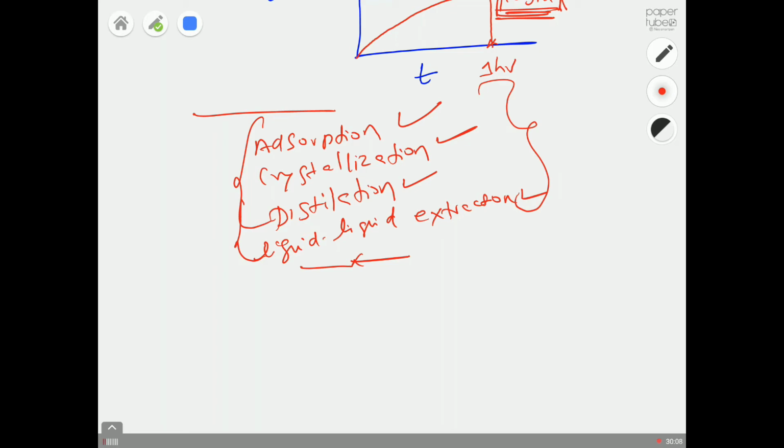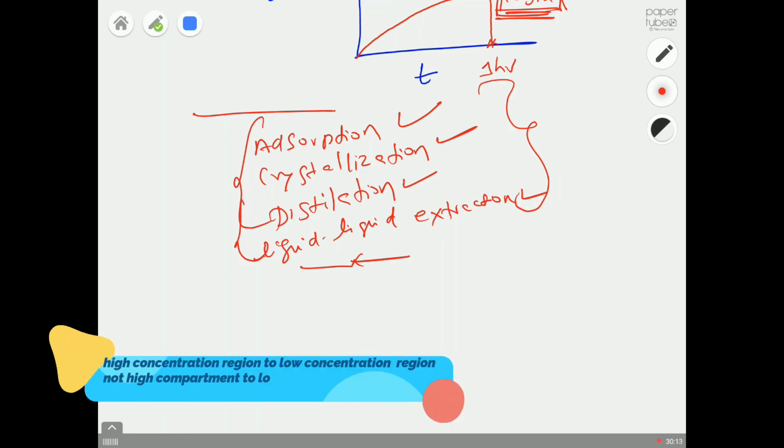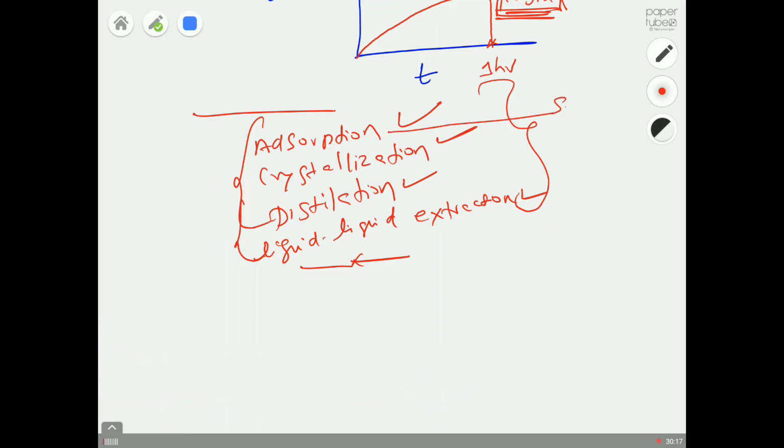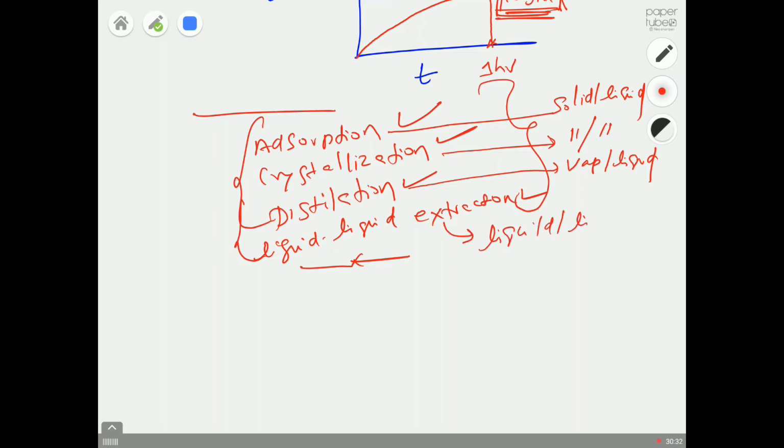And this rule of mass transfer, that something goes from a high concentration zone to a low concentration zone, applies even if we deal with solid and liquid. So in adsorption we will deal with solid and liquid, in crystallization we are dealing with solid and liquid, in distillation we will deal with vapor and liquid, and in liquid extraction we will deal with liquid and liquid. So irrespective of the systems, the definition of mass transfer remains the same.